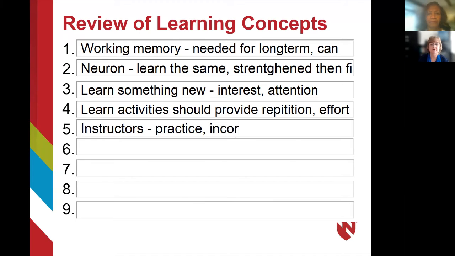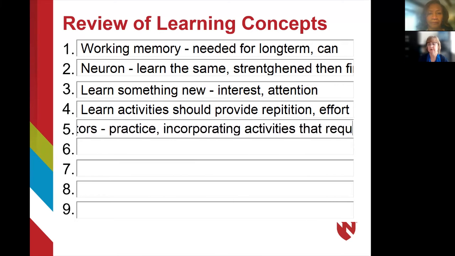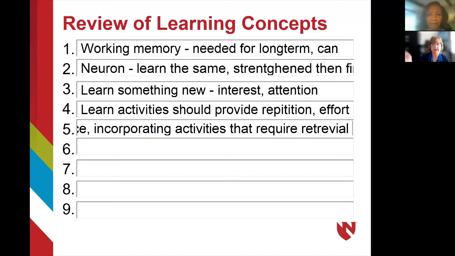How about incorporating activities that require retrieval, right? So we want to get the students involved in that one part of the information processing model where we are retrieving things from long-term memory, bringing them back into working memory, hopefully incorporating new things with our prior knowledge, and that gets moved back into our long-term memory.